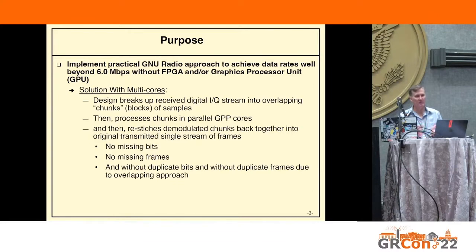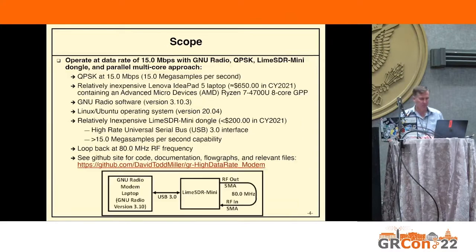And we don't want any missing bits or missing frames, and we don't want any duplicate bits or duplicate frames due to this overlapping approach. So the scope exactly is 15.0 megabits per second for this project, and this modem, QPSK, at 15 megabits per second, the parallel multi-core approach.